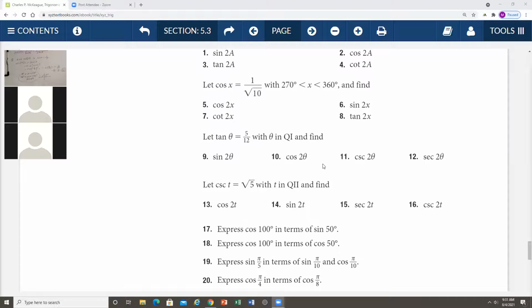For number 12, they indicate the tangent of theta is 5/12. Theta is in the first quadrant, and therefore they want you to find the secant of 2 theta. Well, the secant of 2 theta.